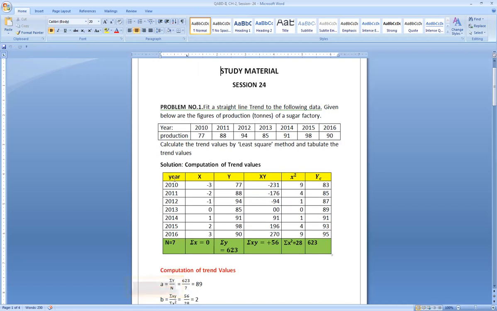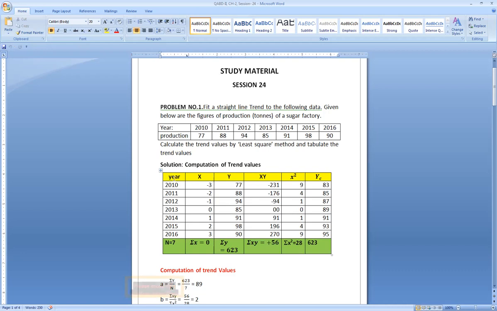So we have to draw a table of 7 columns. The first column is the year. The second column is the deviation X. Next, the third is the actual values given in the question, that is production. The fourth column is the product of the deviation X and Y. Then X square, then the trend values need to be calculated. Let us see how to calculate.